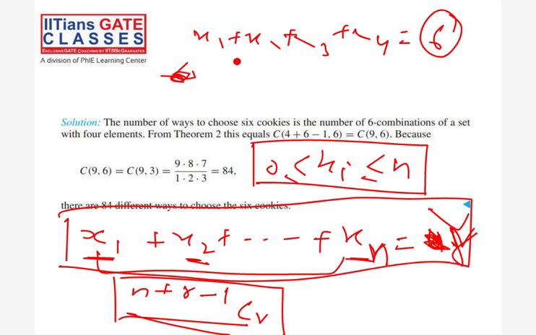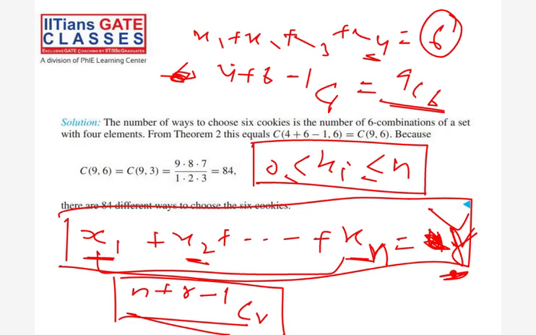So our formula will be n, so 5 plus 4 plus 6 minus 1 C r, and what is r? r is 6. So we will get 9C6. So this will be our answer. Okay, so remember, actually by mistake I wrote n here.